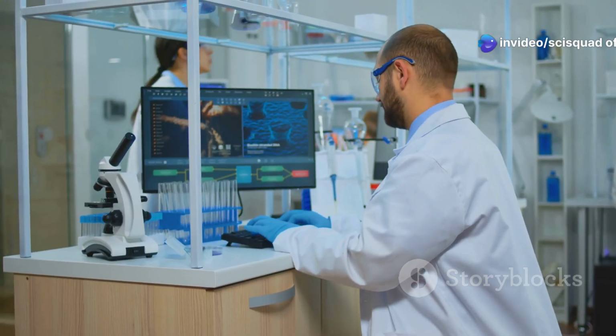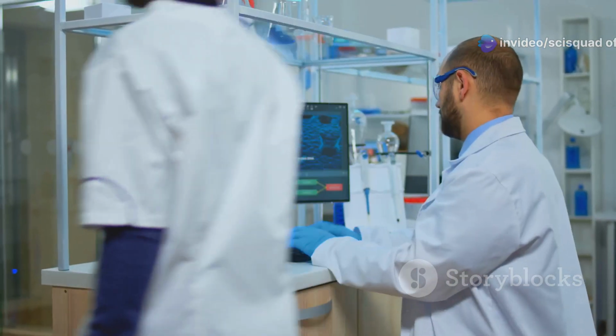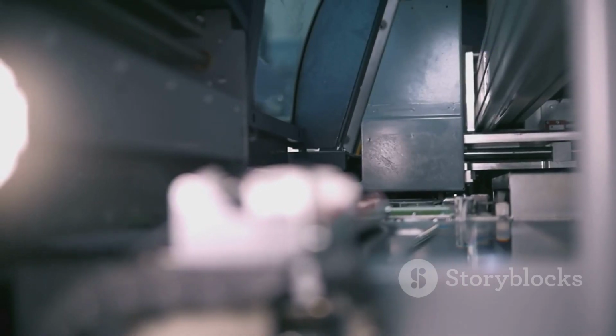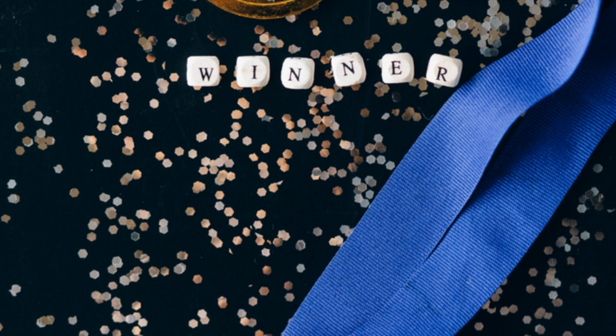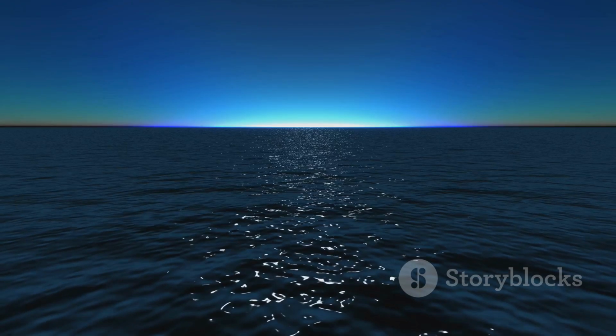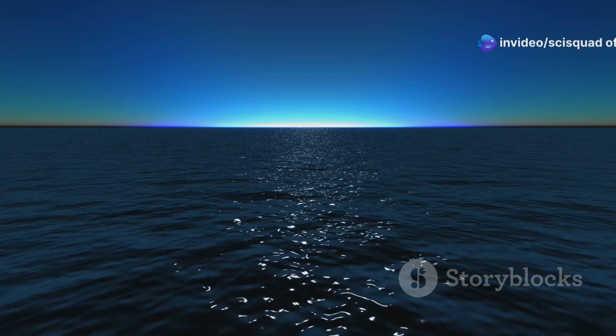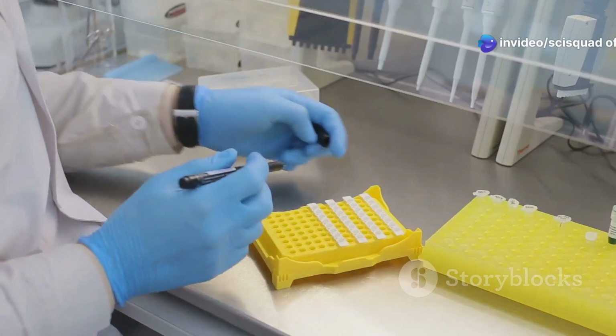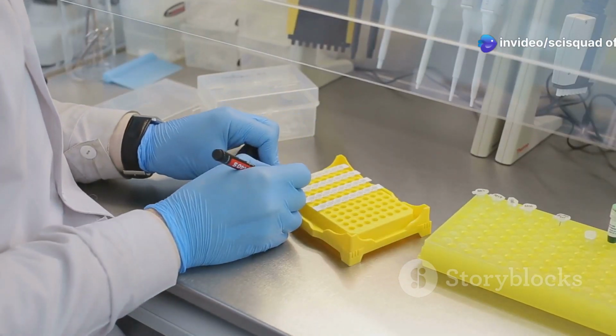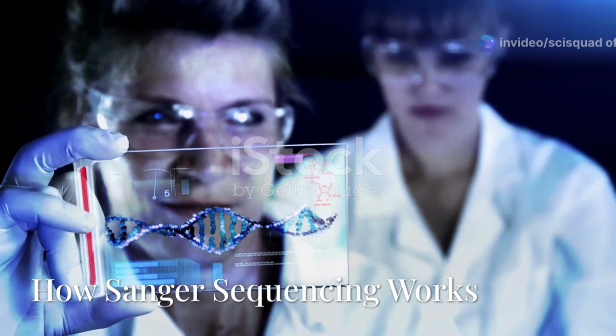Like the printing press, it democratized knowledge. This earned him a second Nobel Prize in 1980. It paved the way for the Human Genome Project. Sanger sequencing opened a new era of biological understanding. It's a story of human ingenuity and the quest to unravel life's mysteries.